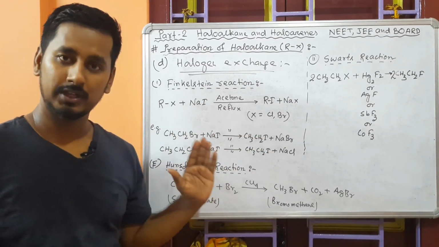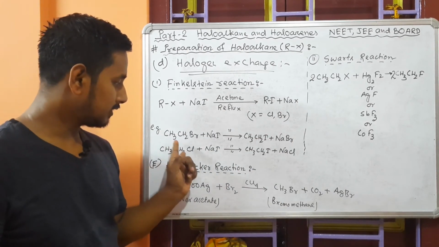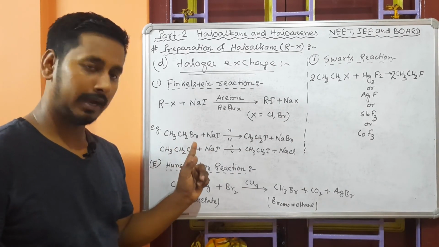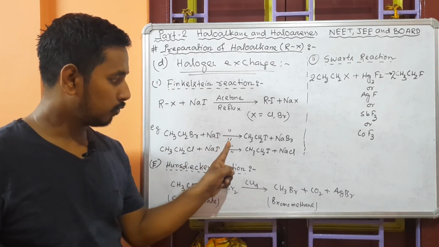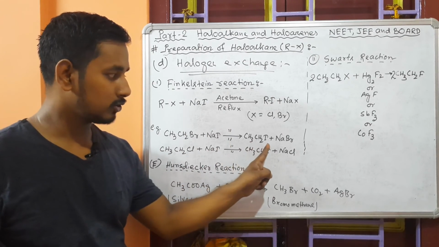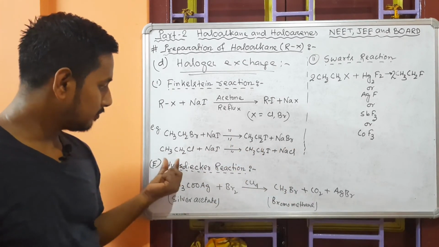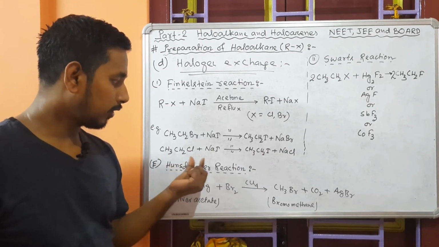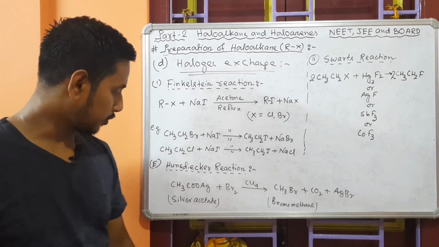This is the Finkelstein reaction. Okay, and here I give you two examples. If you have CH3CH2Br, ethyl bromide, it reacts with sodium iodide in the presence of acetone followed by reflux, and you get CH3CH2I, that means ethyl iodide, and sodium bromide as byproduct. Very similarly, for ethyl chloride, you get ethyl iodide and sodium chloride as a byproduct.